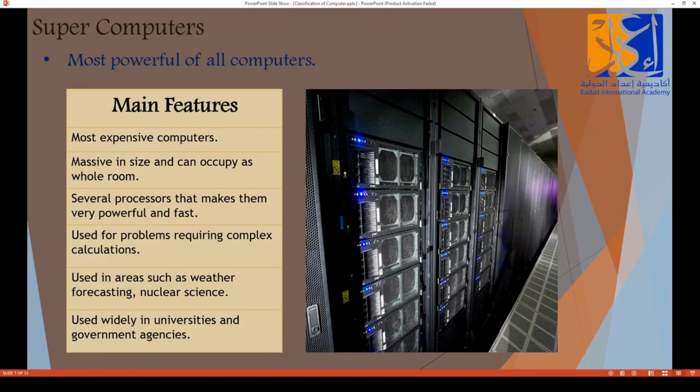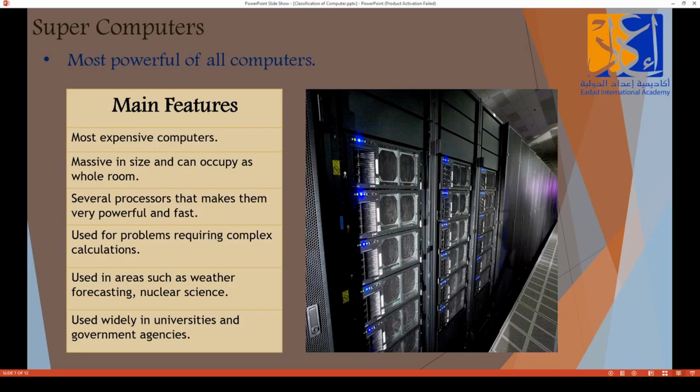Now, this type of computer is used to see the weather forecast, nuclear science, and it is also used for requiring complex calculations. If you have something with very complicated calculations, it's used. It's used in government agencies and in universities. It's a huge computer. It needs a whole room to be kept in. Supercomputer.